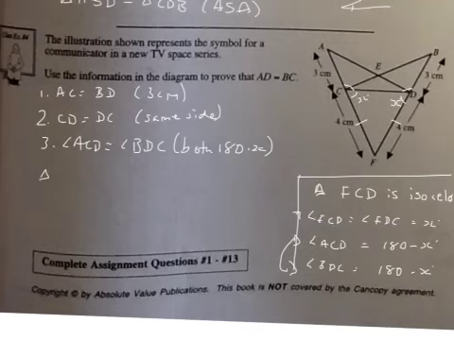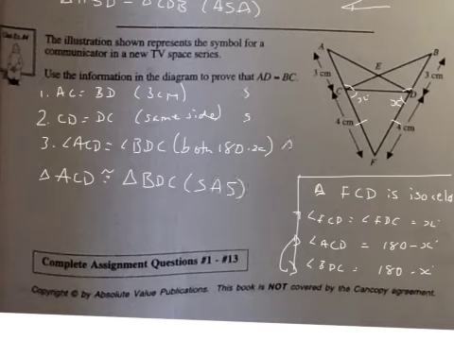So triangle ACD is congruent with triangle BDC. And what's our reasoning? Well, we've got a side, angle, and a side. Side, side, angle, side, angle, side. All right? So therefore, AD is equal to BC and its corresponding sides.